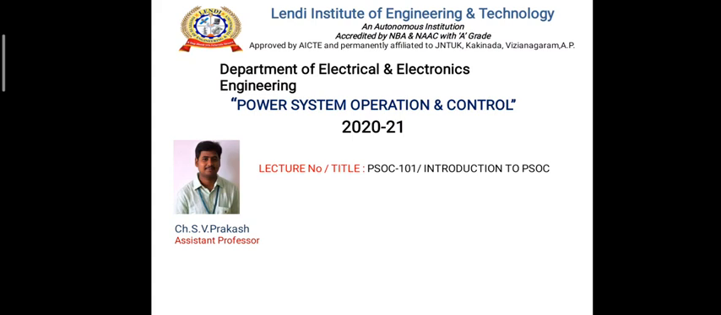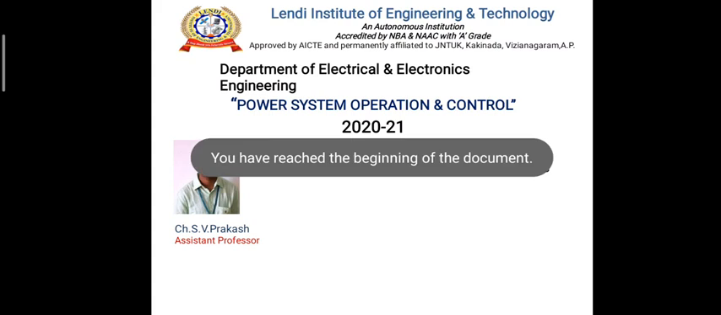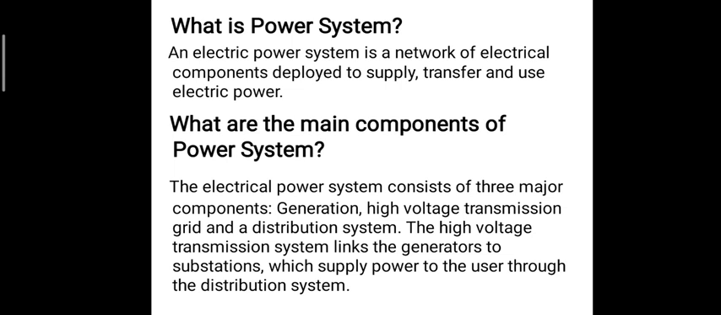First, what is a power system? An electric power system is a network of electrical components deployed to supply, transfer and use electric power. Supply nothing but, we have to supply the power because it's a power system. To supply the power we have to generate. From where do we generate? By using different types of plants we can generate the power in megawatts, that is generation.